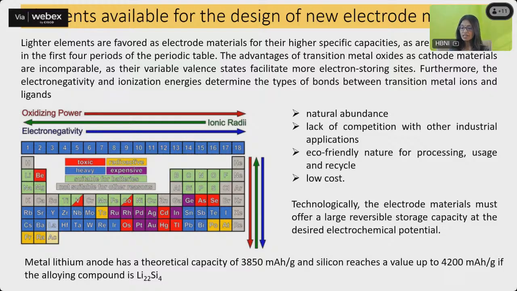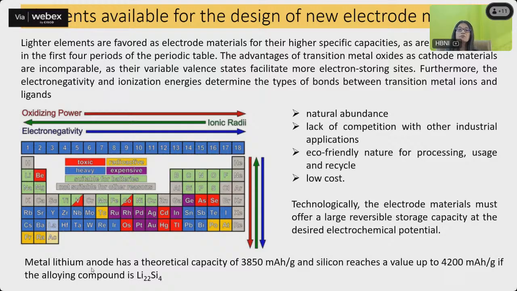So technologically, the electrode materials must offer a large reversible storage capacity at the desired electrochemical potential. So please remember, metallic lithium anode has a very high theoretical capacity of 3,850 milliampere hour per gram. And silicon reaches a value of around 4,200 milliampere hour per gram if the final alloying compound is Li22Si4.